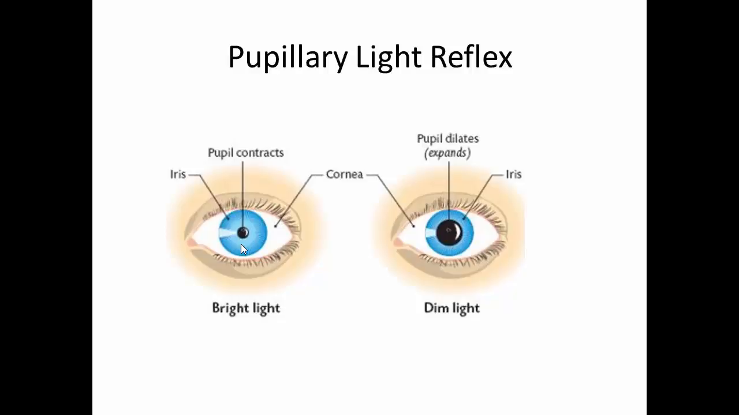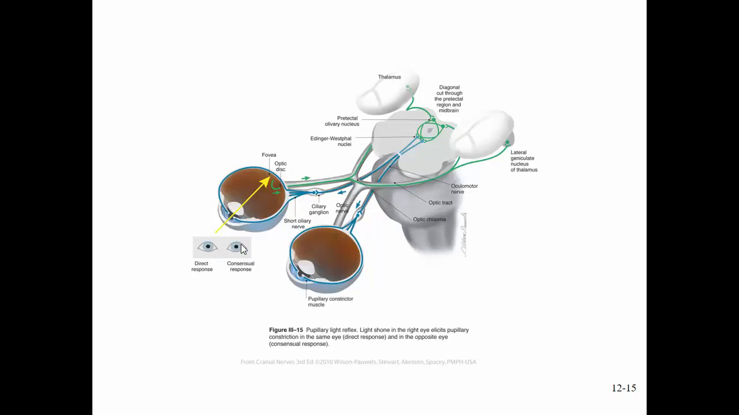So it's called consensus. So you only have to shine it in one for both of them to constrict. So that's a sign of an intact pathway of that reflex arc. And again, whenever we look at reflex arc, we're testing the function of the sensory neuron and the motor neuron. And in the case of the pupillary reflex, what are the neurons?